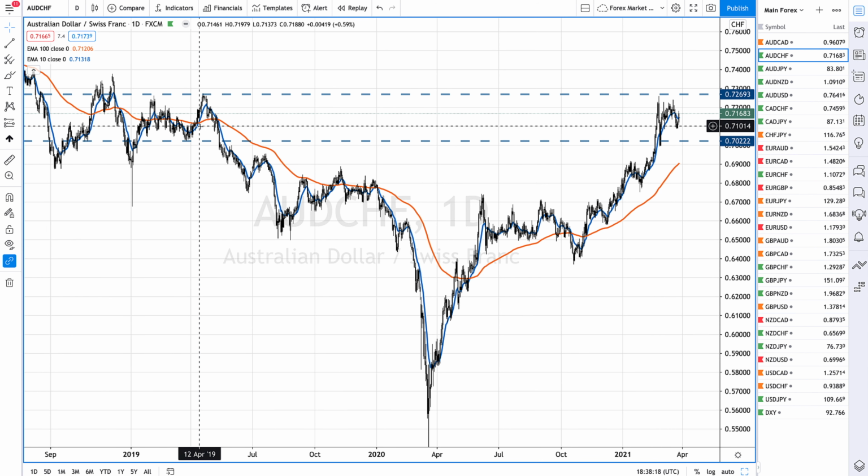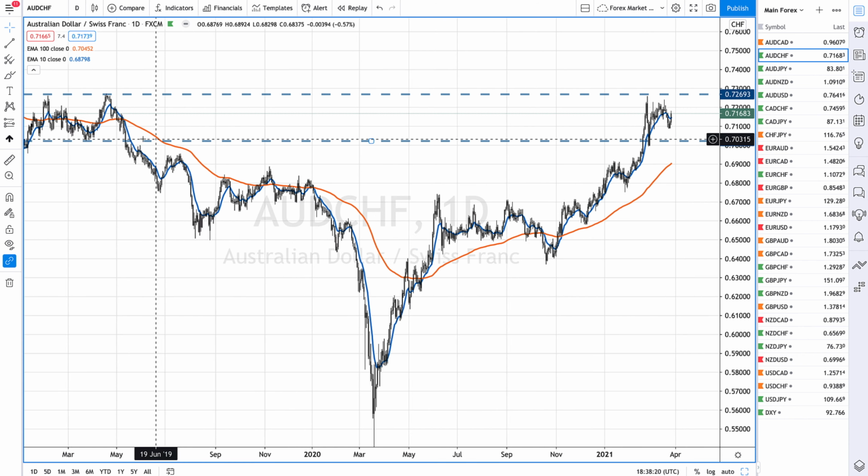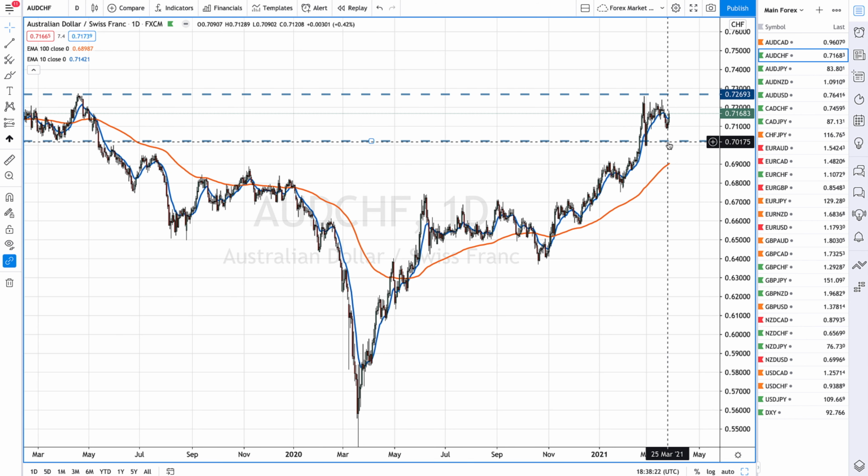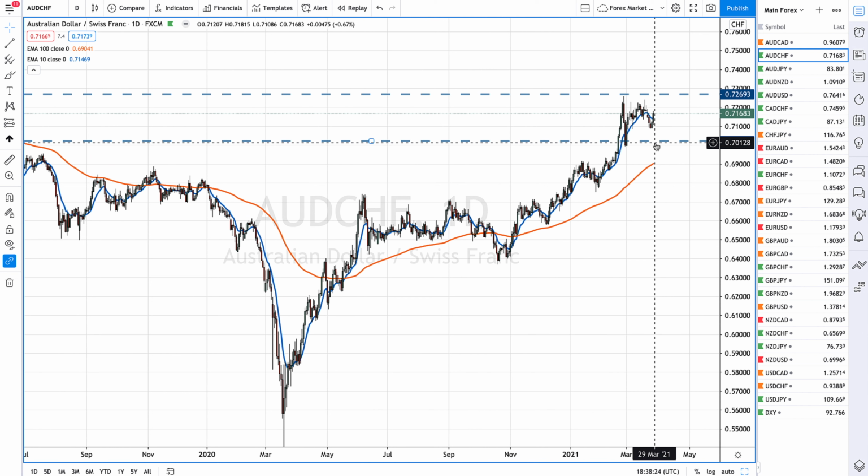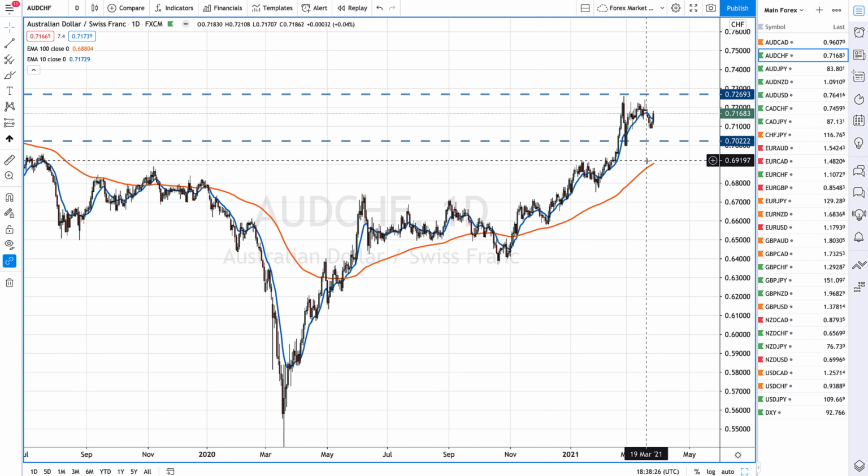So this level over here, which is this previous support level. We'll wait for the market to come down to there and see how it reacts and see if we can get a bounce from that level. If it breaks through that level, then again, we'll be looking for a bounce down at the 0.6919.